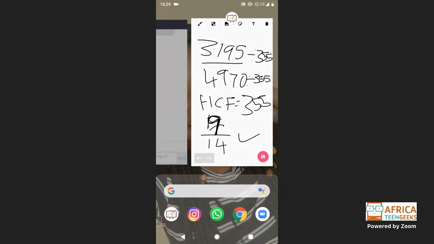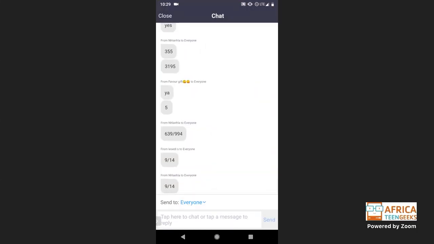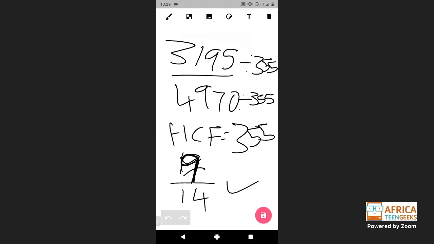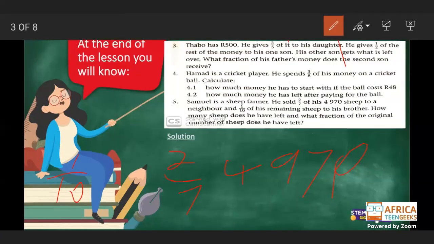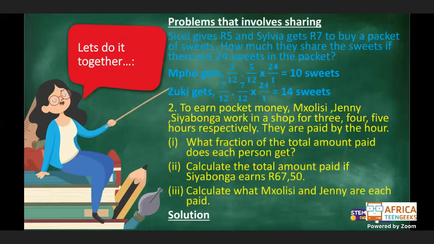Let me see here in the comments. Okay, correct. Yes, it's 355. Correct. Yes, so let's move on. So now we are done with number 5. Guys, I hope you do understand. We are done with number 5. So let's move on to the next slide.